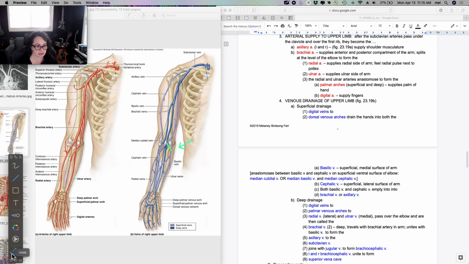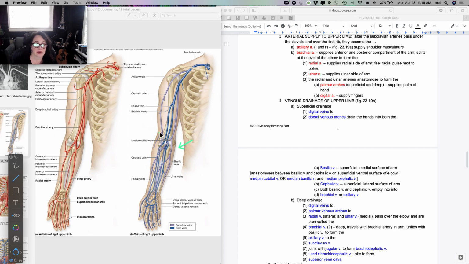Although on cadavers, you can see quite a bit of variation. There's lots and lots of venous variation. So this anastomosis is called the median cubital vein. It's right there running over your elbow, the anterior surface of your elbow. Really common site of blood draws, so it ends up being clinically important.